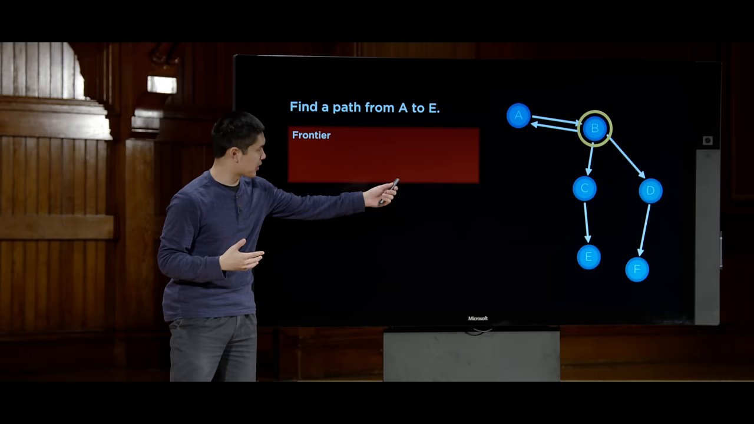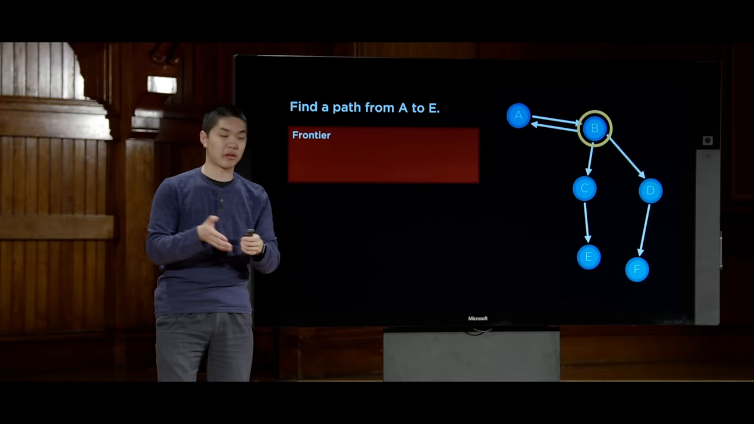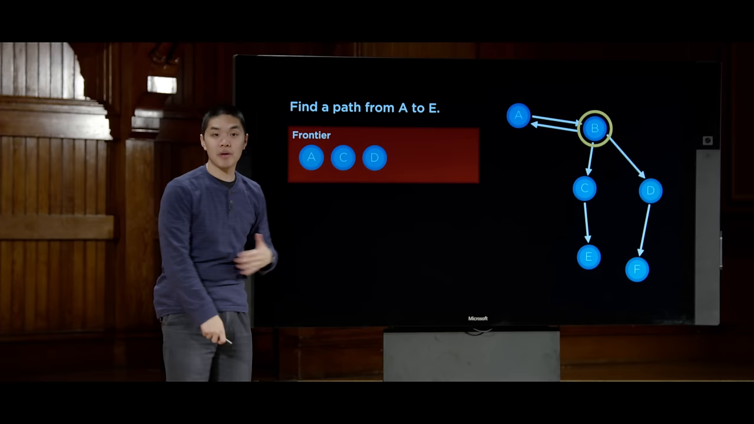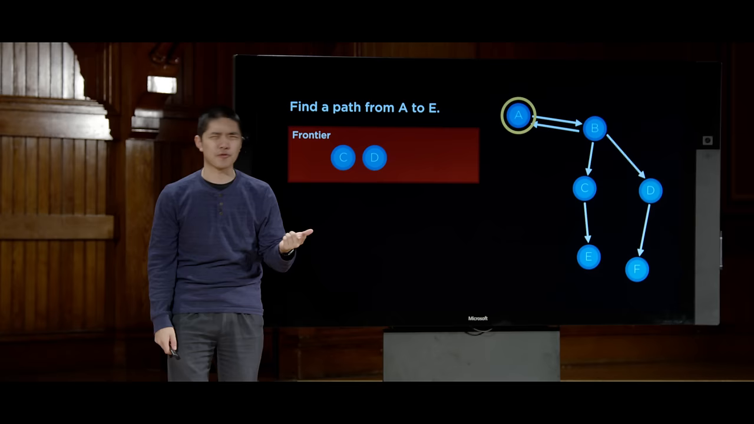Before, it was just C and D. But now, because of that reverse arrow, I can get to A or C or D. So all three, A, C, and D, all of those now go into the frontier. They are places I can get to from B. And now I remove one from the frontier. And you know, maybe I'm unlucky, and maybe I pick A. And now I'm looking at A again. And I consider, where can I get to from A? And from A, well, I can get to B.